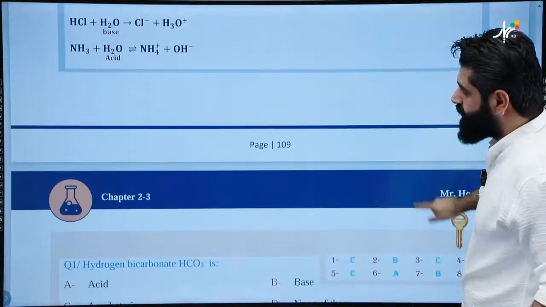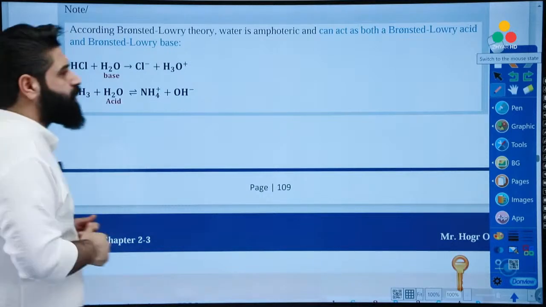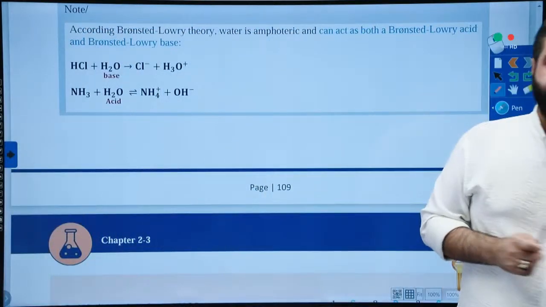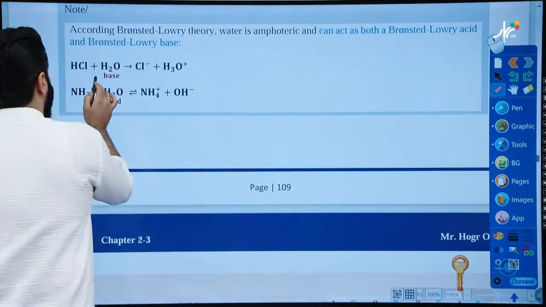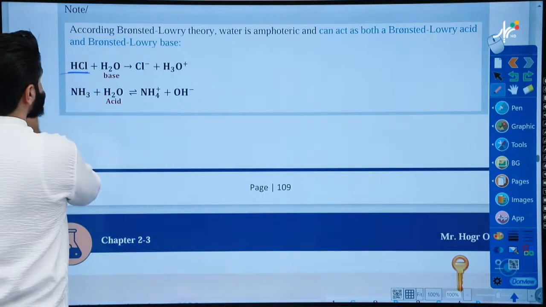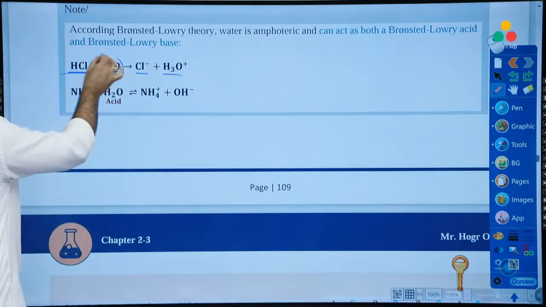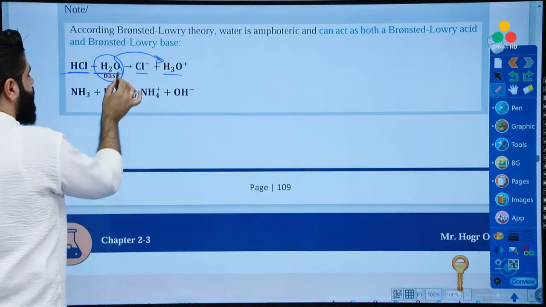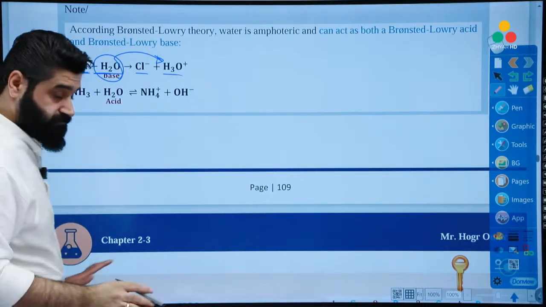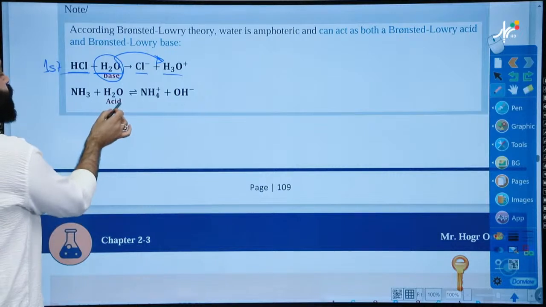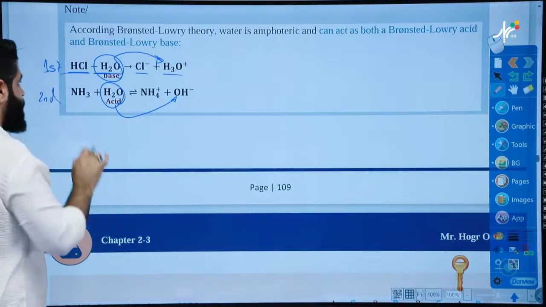Wait, I'll get back to this. Okay, it's the right time to talk about this, no problem. According to Brown's theory, hopefully you remember, I said water is amphoteric because it can be acid and base according to the reaction. Look at it. Here we have a reaction, HCl plus H2O to form Cl and H3O. In this reaction, as you can see, water accepts a proton, so it's a base. In the first reaction, water is a base. Good? In the second reaction, water is an acid. It donates a proton. Great.